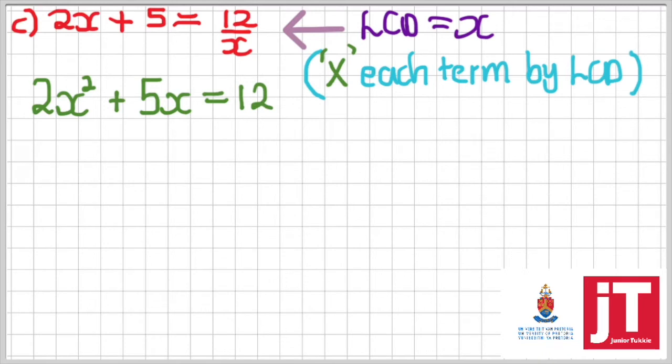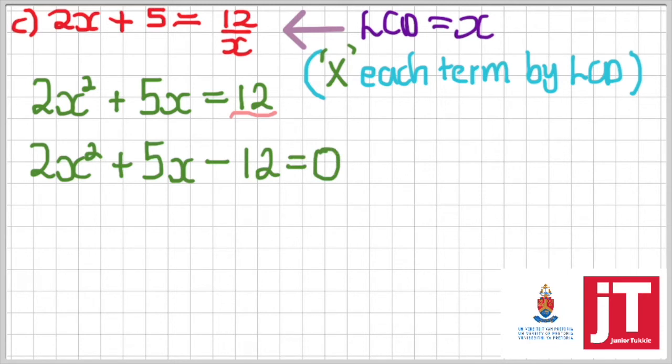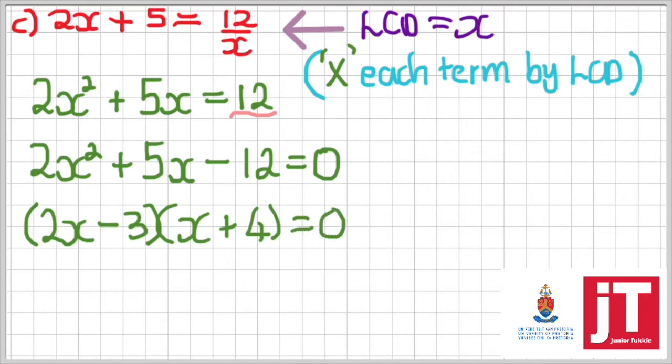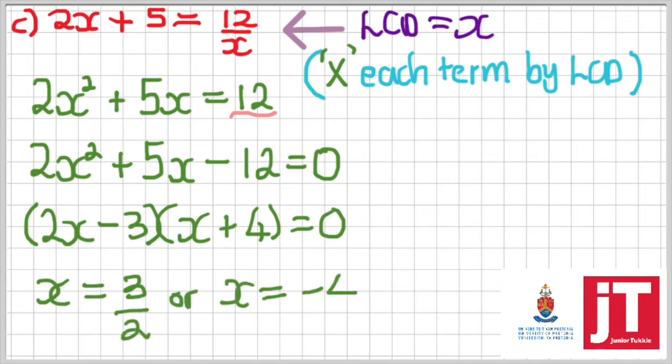But important again, the equation is not in its standard form. That 12 on the right-hand side needs to be moved to the left-hand side. So if we do it correctly, we're going to get 2x² + 5x - 12 = 0. Now that our equation is in its standard form, we can get our two factors as 2x - 3 and x + 4, which are equal to 0. Our two solutions would be x = 3/2 or x = -4. We move on to the last question.